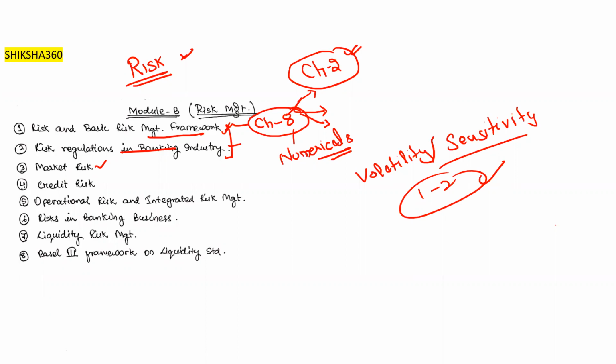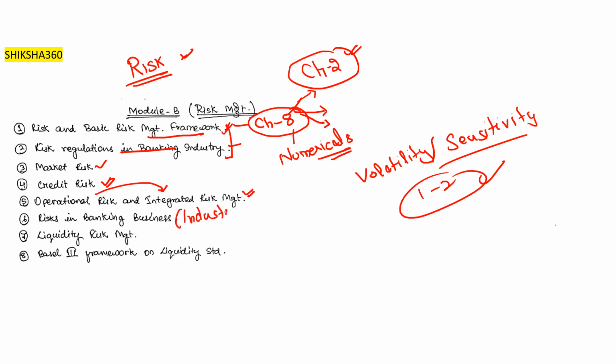And after that, we have to go through credit risk. Here, we are discussing risks one by one in detail. Market risk, credit risk. Next one here is operational risk and integrated risk management. Next one is risk in banking business, that is, risk in the banking business or banking industry.